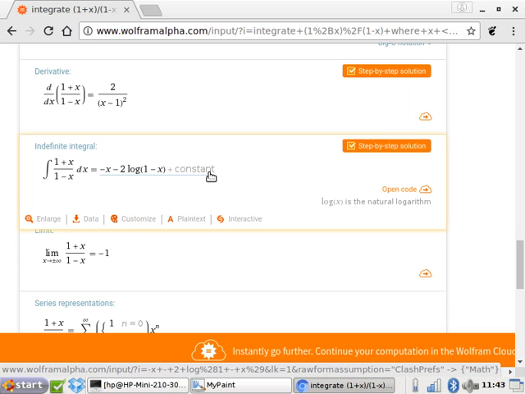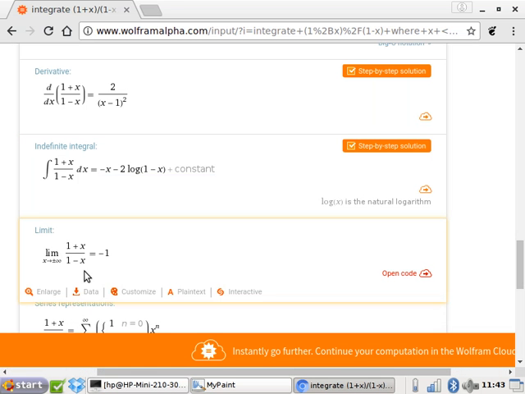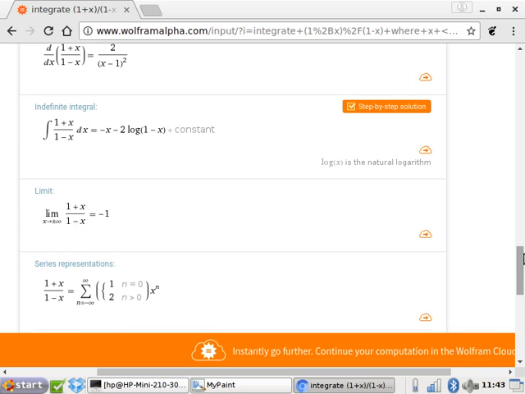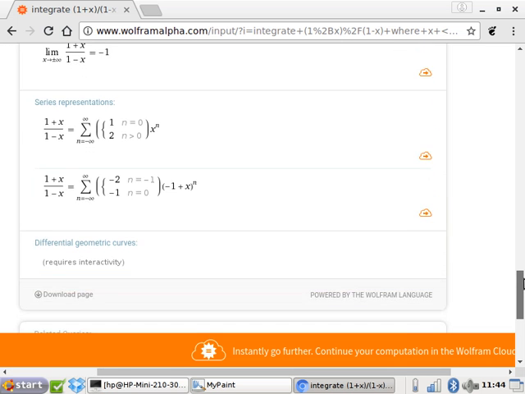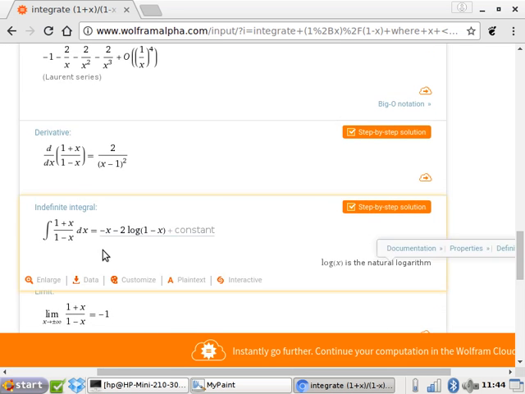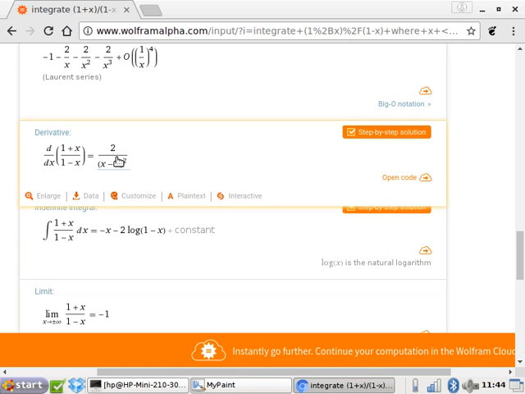The one below is just the value if x goes to infinity. This becomes minus 1. This is if you want to expand it as a series. A bit like 1 over 1 minus x was a long series. That's the derivative of it, by the way. What rule would you need to differentiate this? Quotient rule?